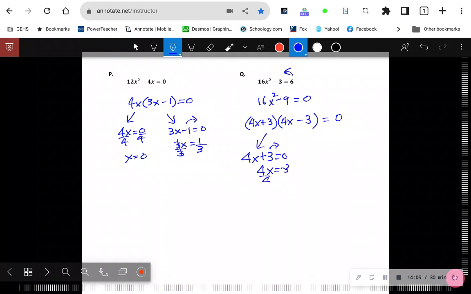Okay, divided by 4 here gives us the first answer. And do it again over here. 4x minus 3 equals 0. This time you get a positive 3 when you take that over. And divide by 4 on both sides. So our answers here are negative 3 and 4.